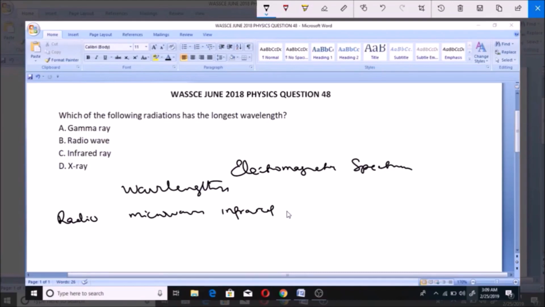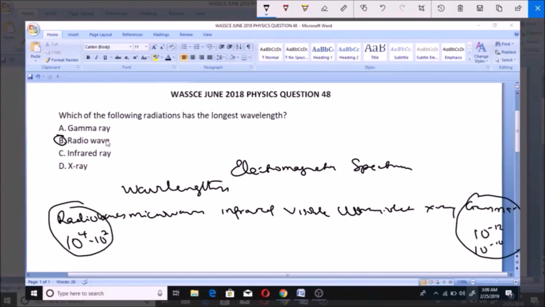So we have wavelengths of up to 10 to the power 4 here, 10 to the power 4 to 10 to the power 2, whereas in gamma ray we have wavelengths between 10 to the power minus 11 and 10 to the power minus 12. So the longest wavelength here belongs to radio waves, and the shortest wavelength belongs to gamma rays. From that, you can easily say that the answer here is B, radio waves.